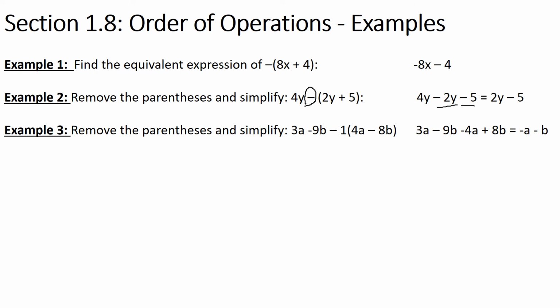3a minus 9b minus 1 times the component 4a minus 8b. So let's multiply this, do the parentheses first as I said. Let's multiply this negative 1 by this 4a minus 8b. Negative 1 times 4a is negative 4a. Negative 1 times negative 8b is plus 8b. So now we can put these like terms together. 3a minus 4a is negative a. Negative 9b plus 8b is negative b. So my final answer is negative a minus b.